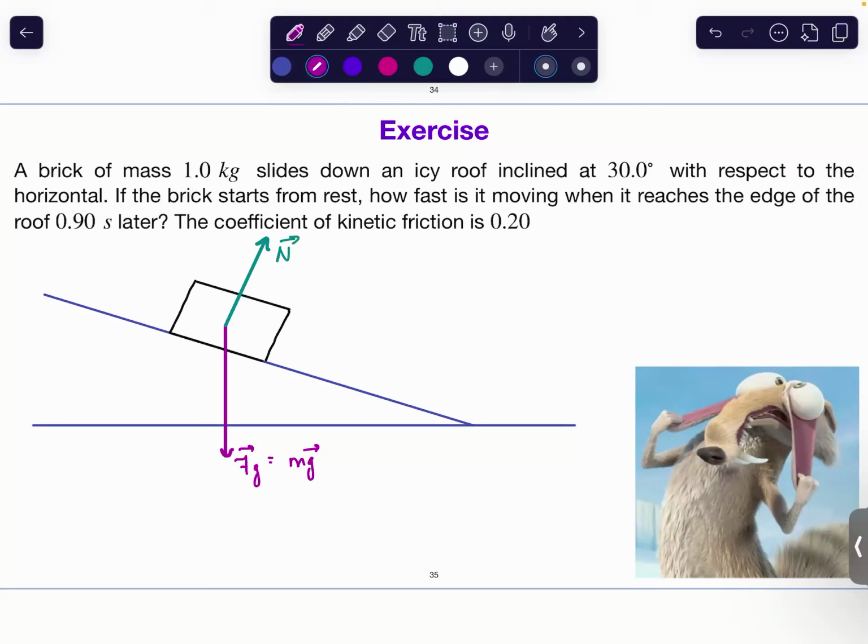Okay, so let's see. We have our kinetic friction force. And then, well, let's just go ahead and say that. So my positive is in these directions. So then, we know that our gravitational force is going to have components.